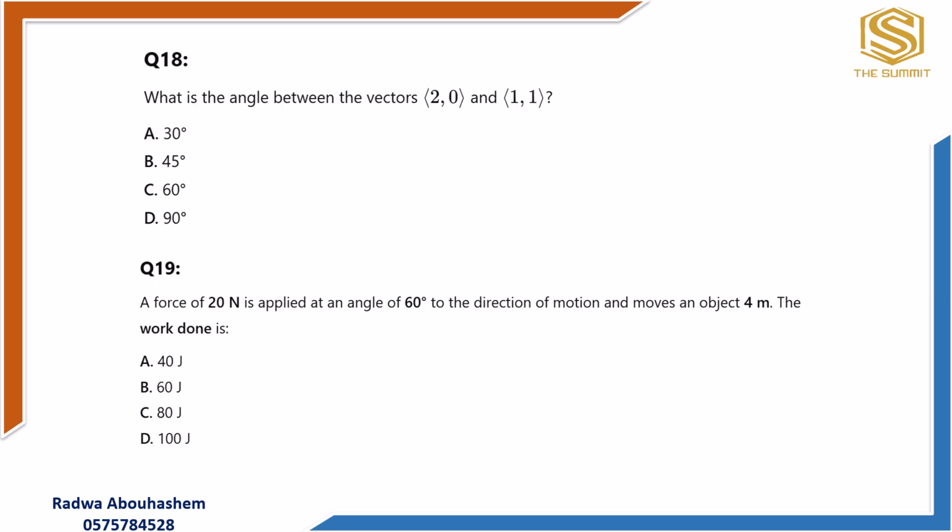What is the angle between the two vectors? Here, 2 and 0, and 1 and 1. Let's apply the rule: cosine theta equals A dot B over the magnitude of A times the magnitude of B. So let's get it.